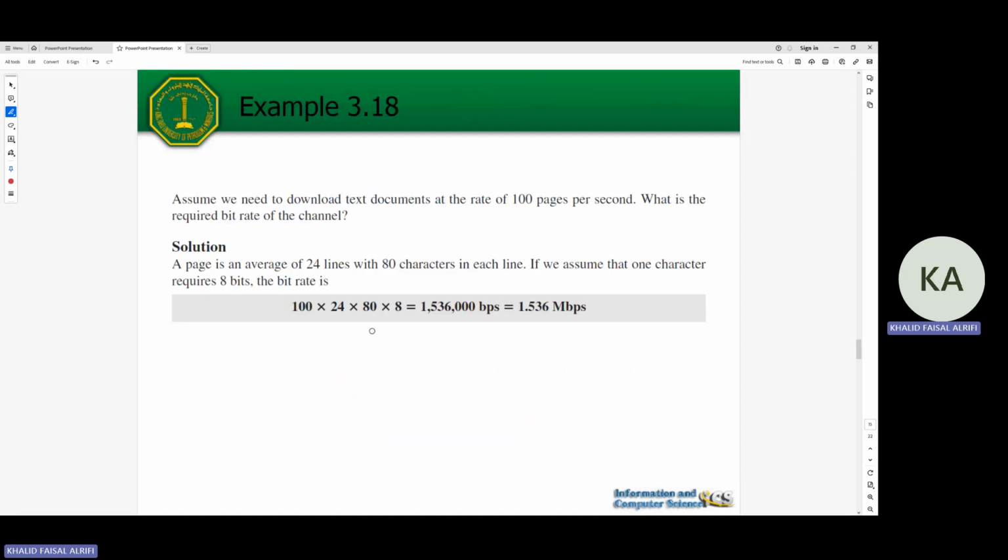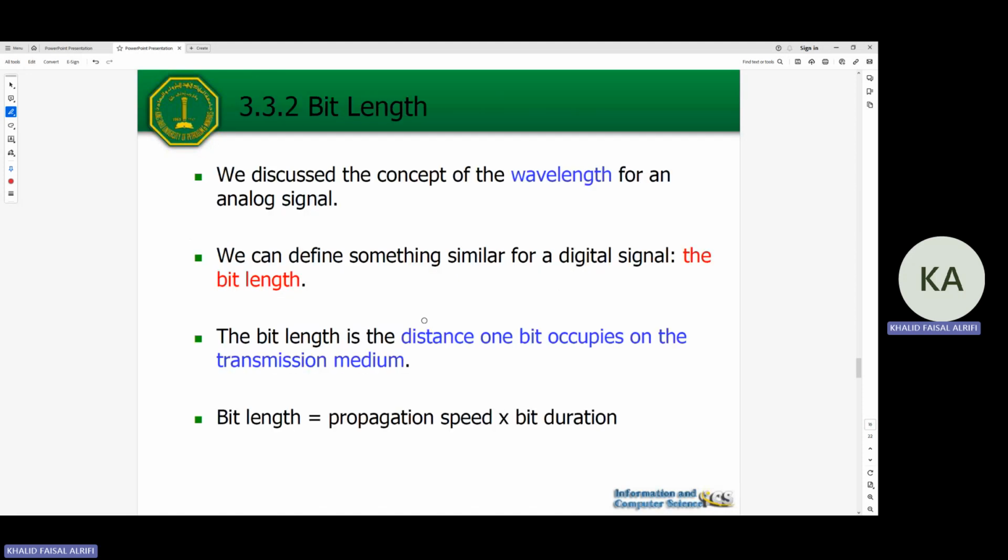Same example. Here, just to give you an example. If you have 100 pages, what is the bit rate? So here he assumes I have 100 pages, 24 lines on average, and 80 characters for each line. So I will multiply it by 8 at the end because I assume that one character requires 8 bits. So multiply them all, you will get the bits per second or the bit rate.